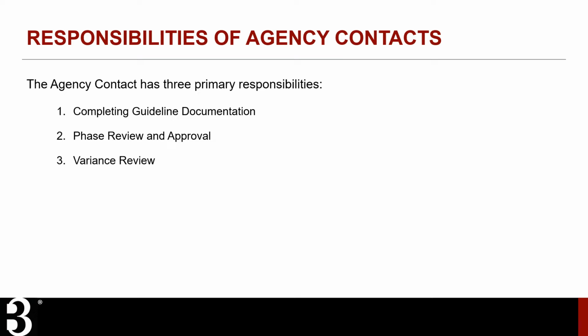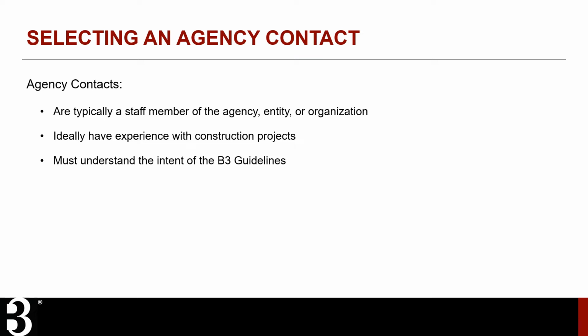An agency contact has three primary responsibilities. These are completing guideline documentation, phased review and approval, and variance review. Typically, the agency contact is a staff member of the agency or entity that has received bond funding for the construction project, ideally with prior experience with these types of projects. The agency contact must also understand the intent of the B3 guidelines, either from prior experience or through educating themselves over the course of the project.